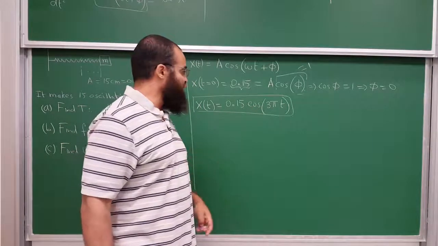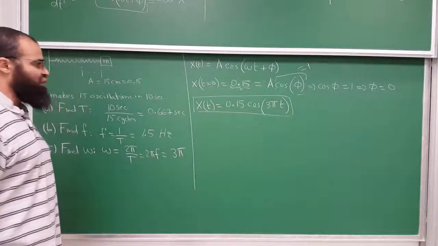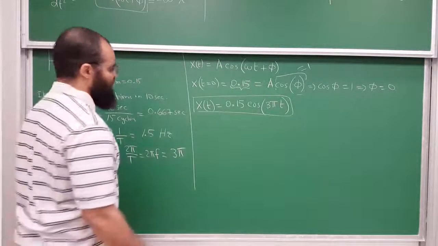Don't be in degree mode. If you're in degree mode, everything will be wrong. So be in radian mode. So now, what is the velocity as a function of time?